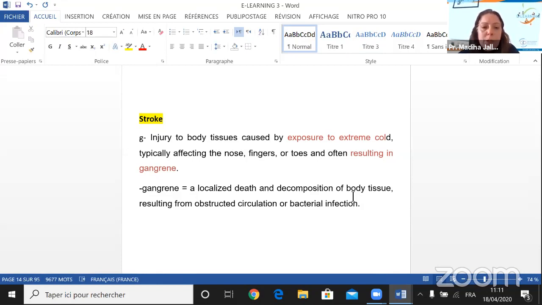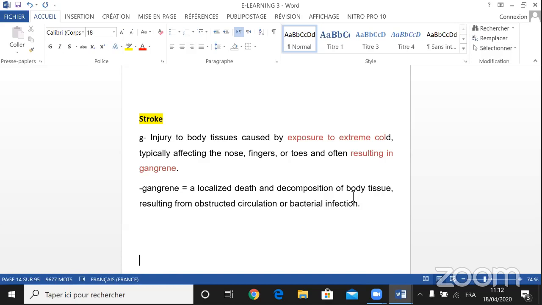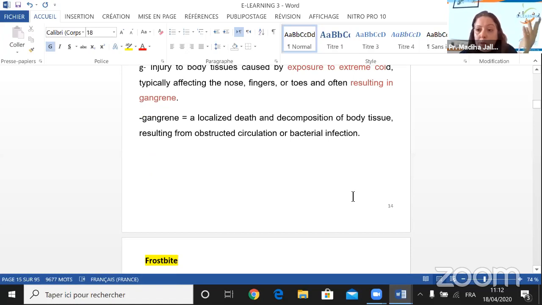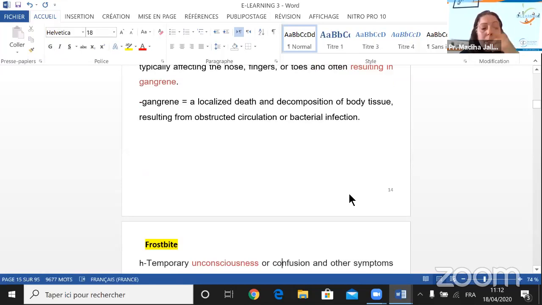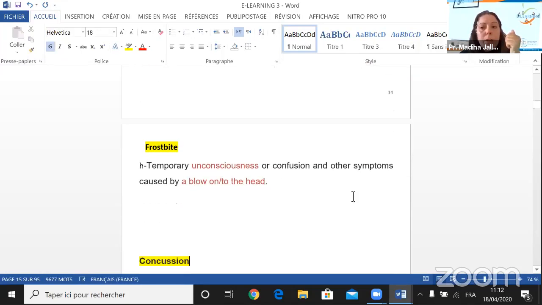Okay, so injury to body tissues caused by exposure to extreme cold, typically affecting the nose, fingers, or toes, and often resulting in gangrene. This can lead to gangrene, and gangrene is explained below. It is a localized death and decomposition of body tissue. Frostbite. It's a frostbite. Good, because you have exposure to extreme cold, and this can affect the nose, the fingers. You saw in the picture above how the fingers are affected, and how the skin turned black. It's a frostbite.